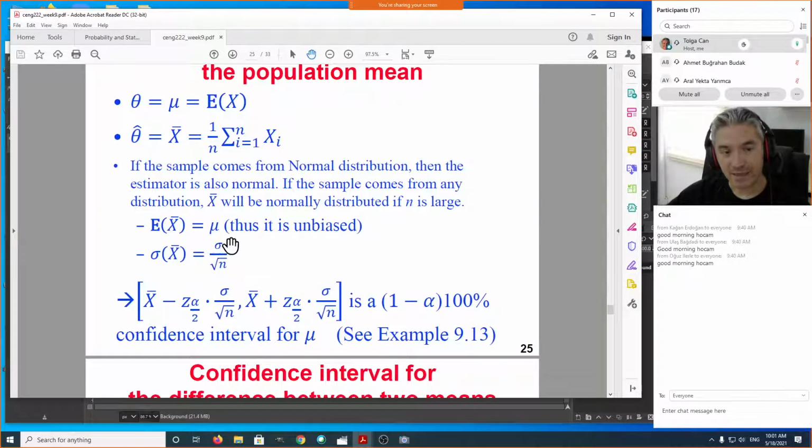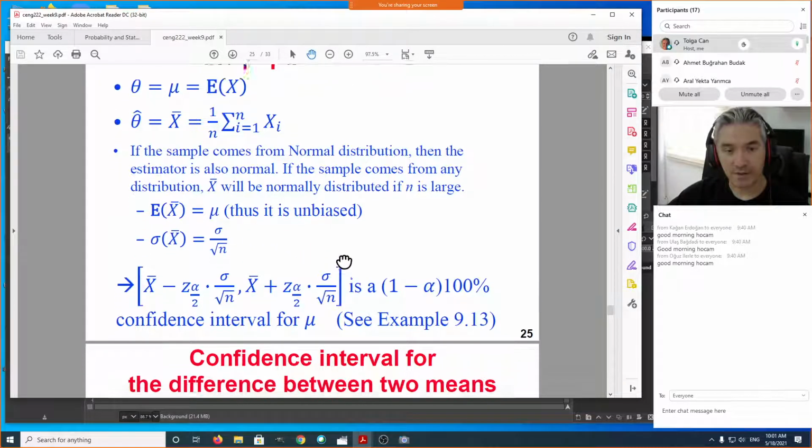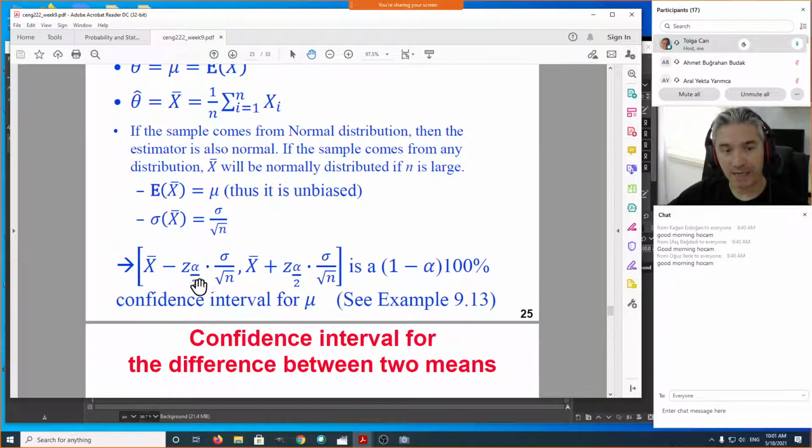This is the standard error, as I show on the slide. So all we do is X bar minus z alpha over 2 times sigma divided by square root of n. This becomes a confidence interval for mu.